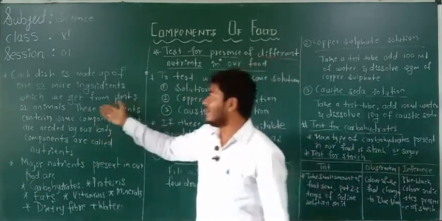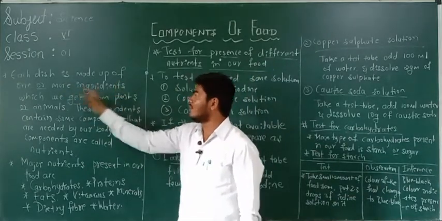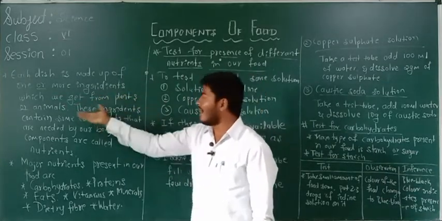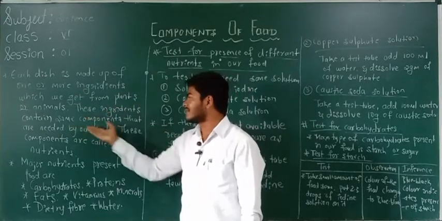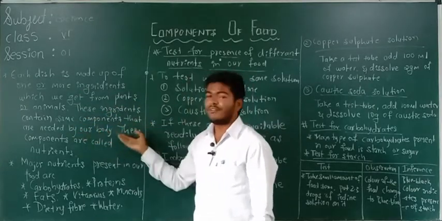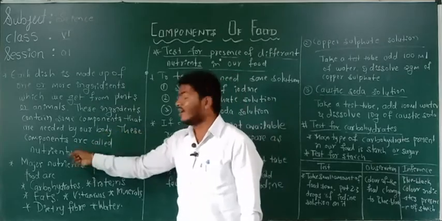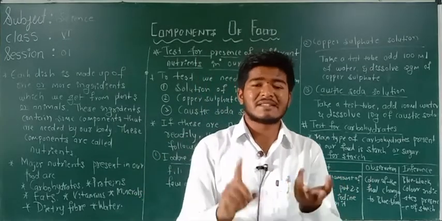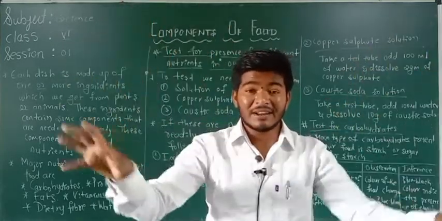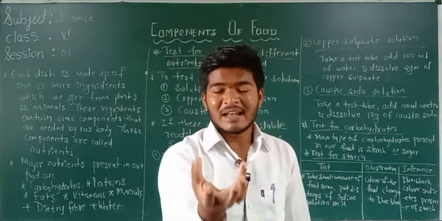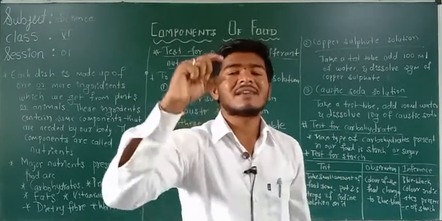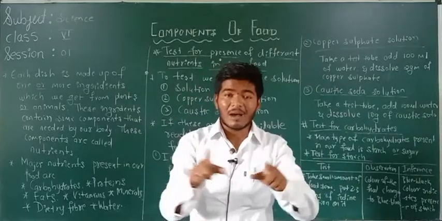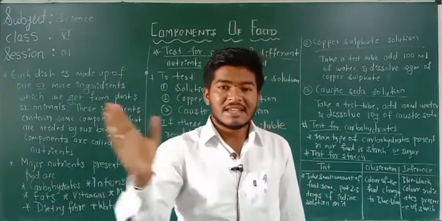Once again I am repeating here: each dish is made up of one or more ingredients which we get from plants or animals. These ingredients contain some components that are needed by our body. These components are called nutrients, isn't it? A pulao is made up of rice, spices and vegetables. These are the ingredients of a pulao. These ingredients contain some components that are needed by our body, and those components are called nutrients. Is it clear?